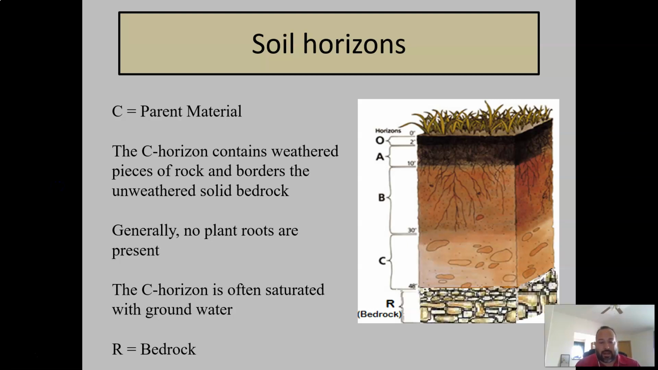And then I just threw in here the R layer, which is bedrock, and you can see it in the picture there on the right, which is just the idea that you hit that one layer of rock and nothing penetrates through there. It's just the one layer of rock. And if you want to learn about what happens under the bedrock and keep going all the way to the core of the earth, geology class would be your next step in figuring out more about that.